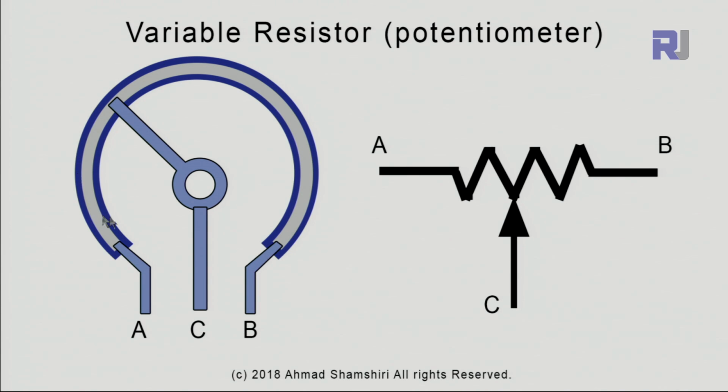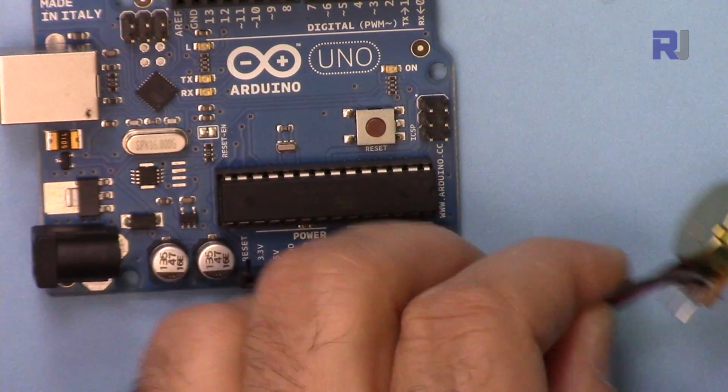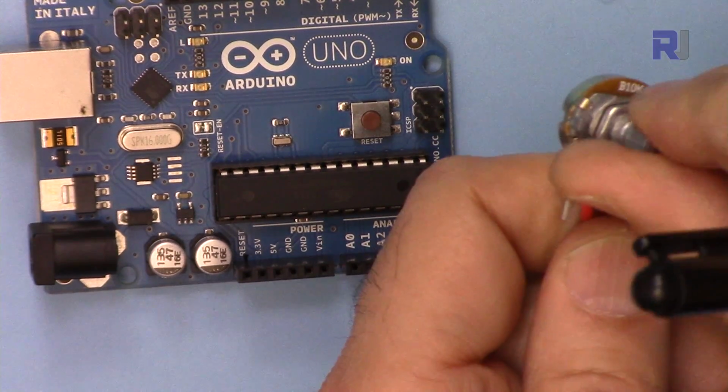And this is what is inside the variable resistor that I have. On this side, this is the resistive material, and this is a wiper that goes in between. This is a 100 kilo ohm variable resistor, and this is a 10 kilo ohm variable resistor, and it can be rotated.